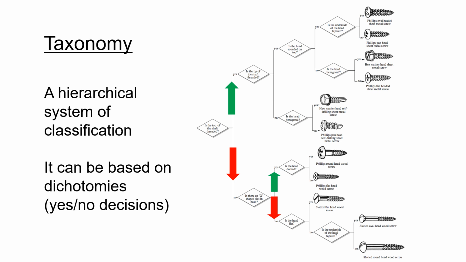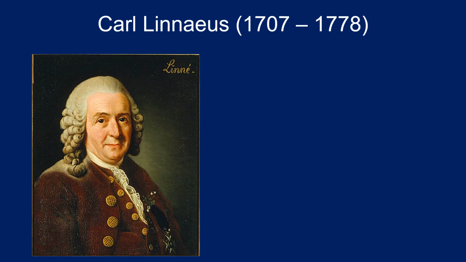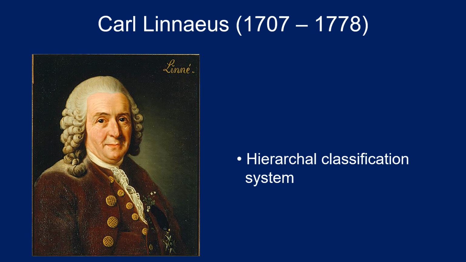All right, let's leave the screws behind and move on to some living stuff. We've seen this guy before. This is Carl Linnaeus. And back in the 1700s, he gave us an excellent system of taxonomy for living things. He also created a naming system that we still use today to name species. Now, he was not an evolutionary biologist. He was a natural theologian. He was classifying God's creations.